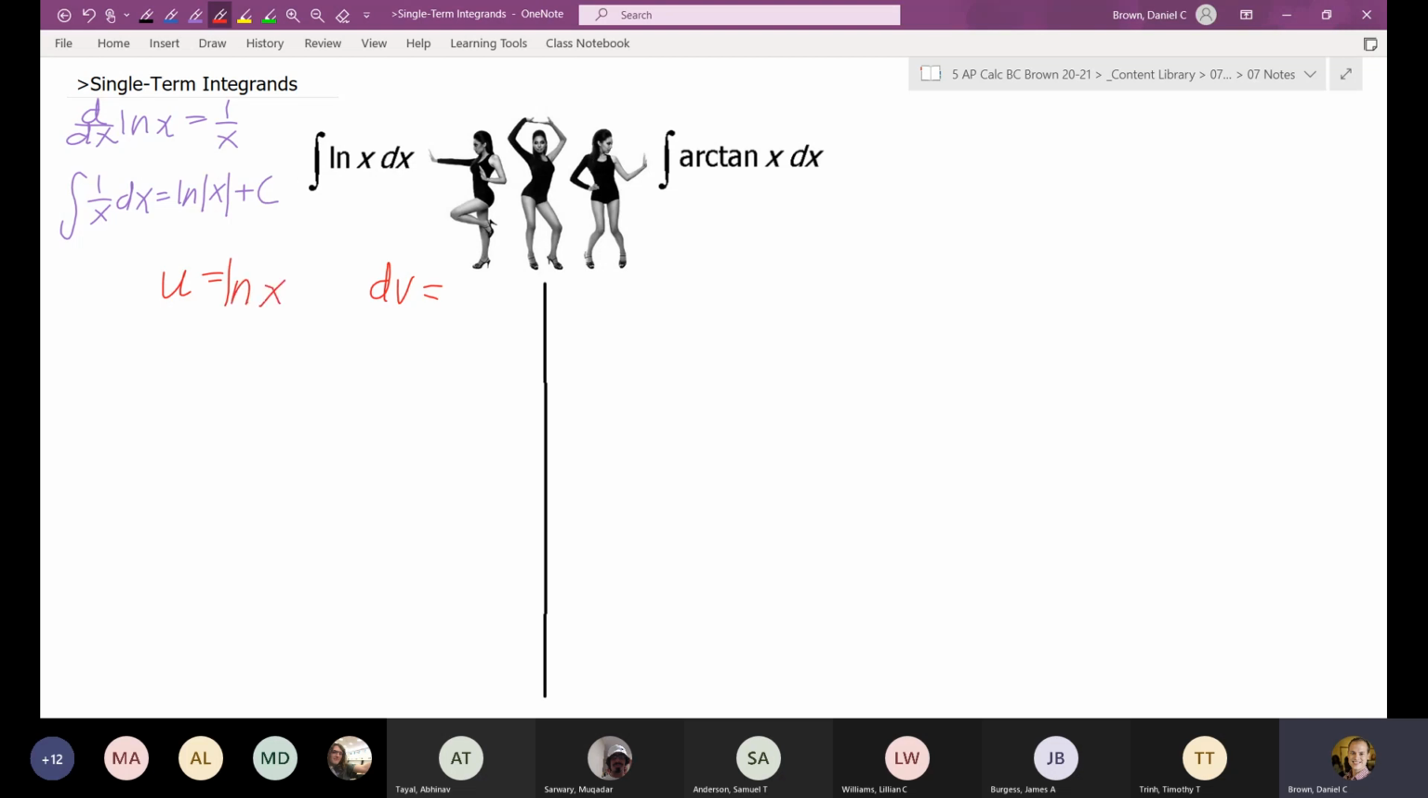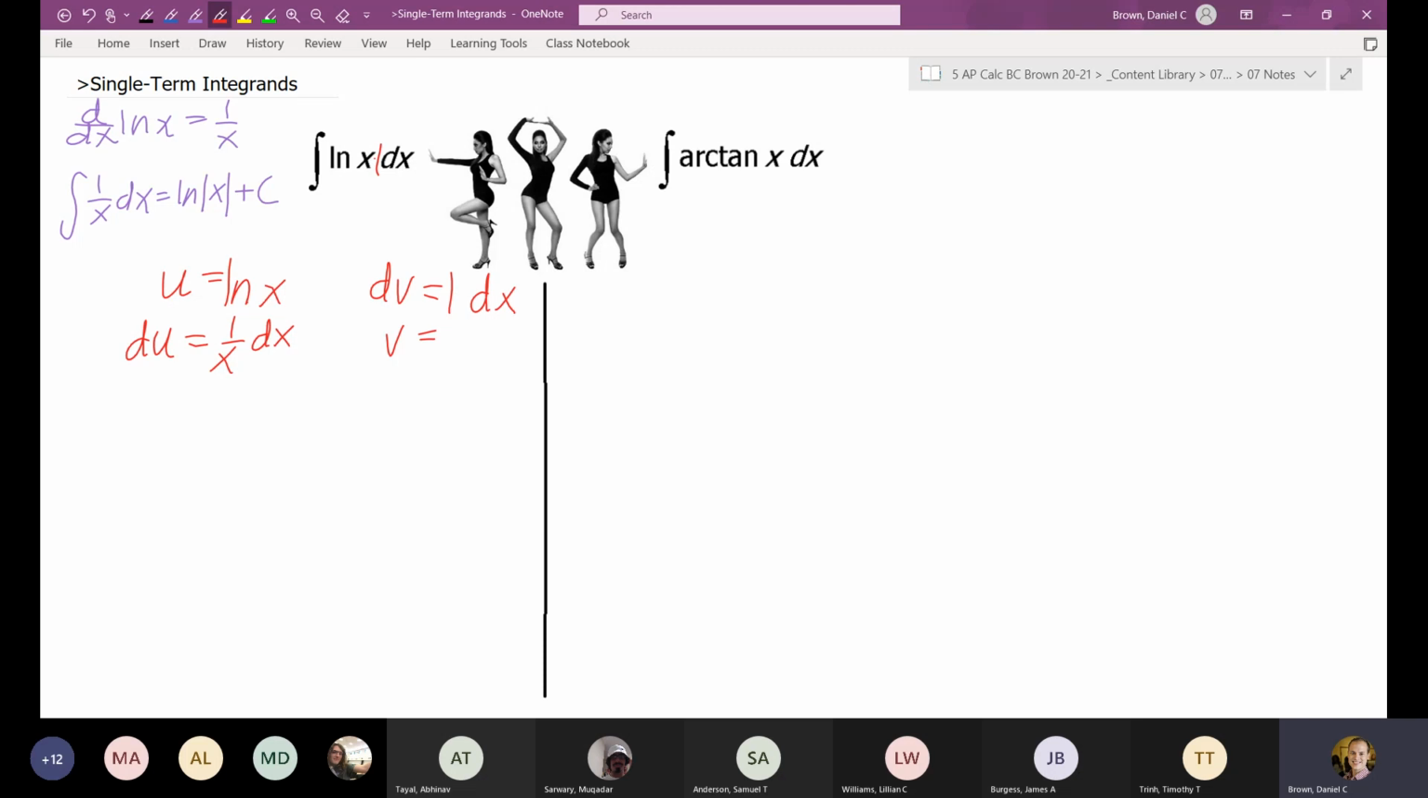And your dv is actually just going to be the dx. Some people like thinking about it as, well, this is really the natural log of x times 1, so there technically is a product there, so my dv is going to be 1 dx. So then what we did yesterday, we had to take the derivative for du, integrate to find v. The derivative of the natural log of x is 1 over x, that's du over dx, so I'm just going to move the dx over to the other side.